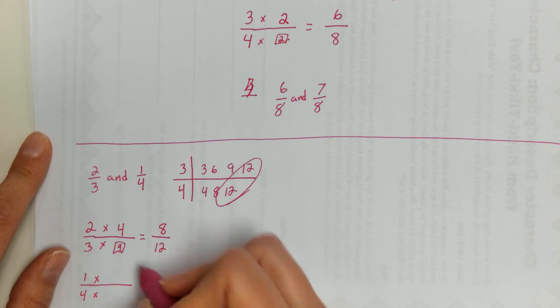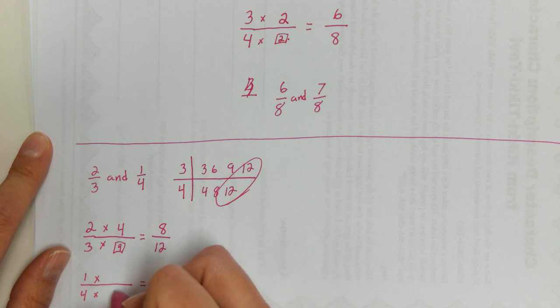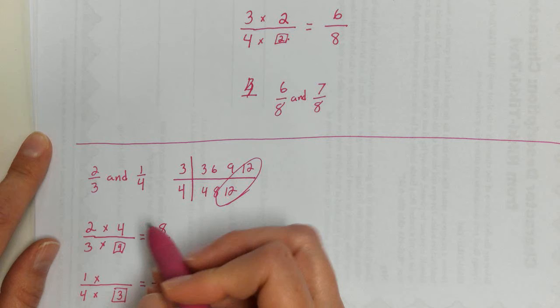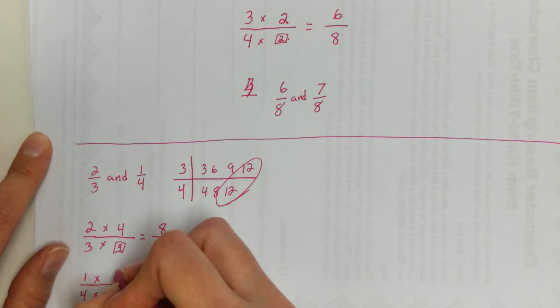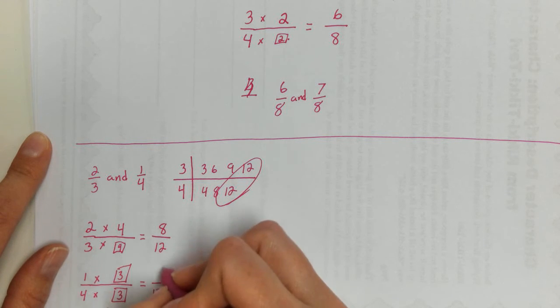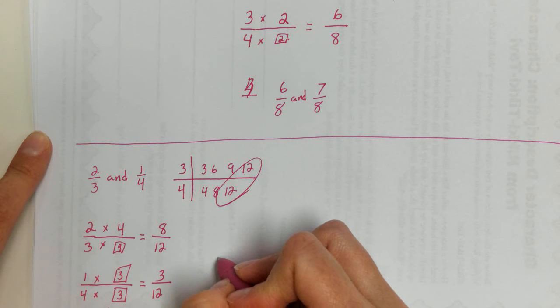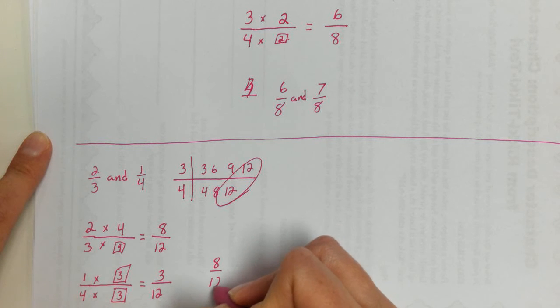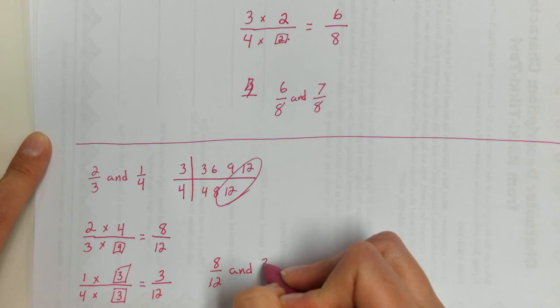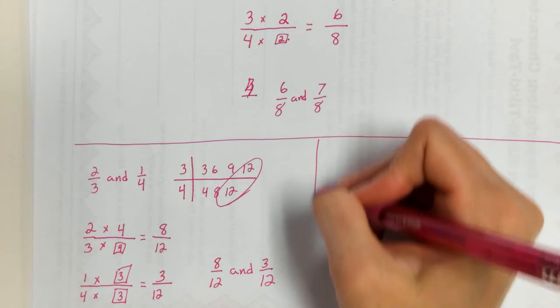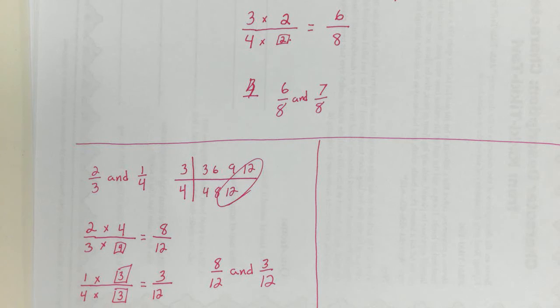All right, now let's do 1/4. 4 times what equals 12? 3. So now what am I going to multiply the 1 by? 3. And you'll get 3. So what are my two fractions? 8/12ths and 3/12ths. All right, do number 9 on your own. Follow the steps.